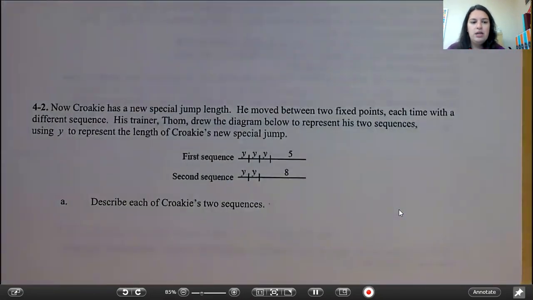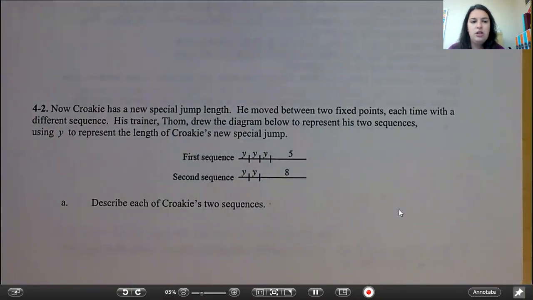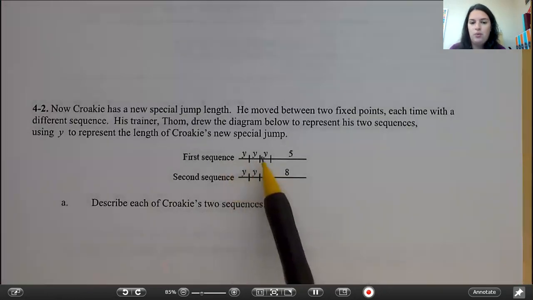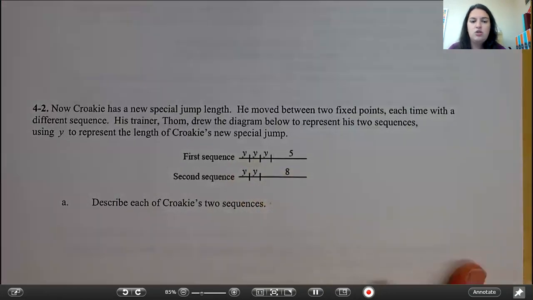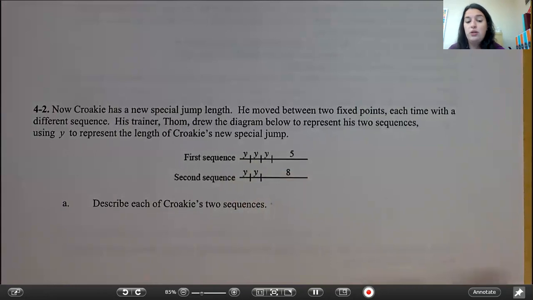4.2 says, now Croaky has a special new jump length. He moved between two fixed points each time with a different sequence. His trainer Tom drew the diagram below to represent his two sequences, using y to represent the length of Croaky's new special jump. Y, y, y, 5 in the first sequence, and y, y, 8 in the second sequence. Describe each of Croaky's two sequences. So go ahead and pause the video and describe Croaky's sequences.